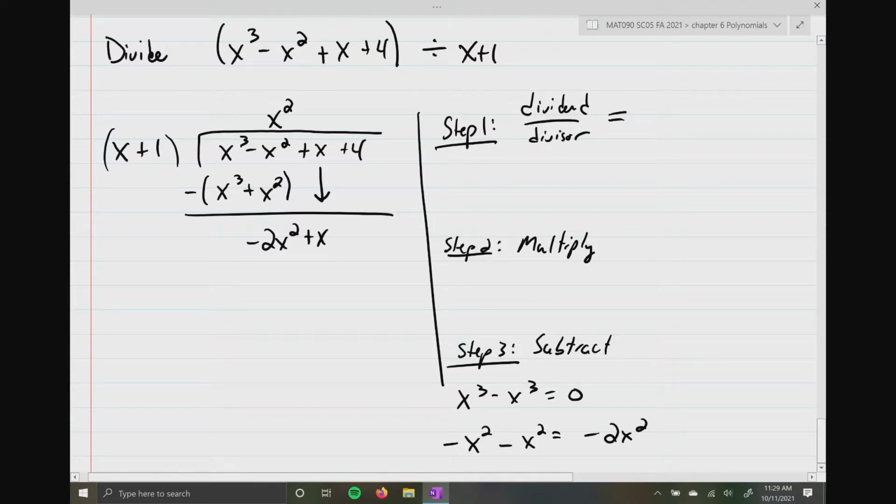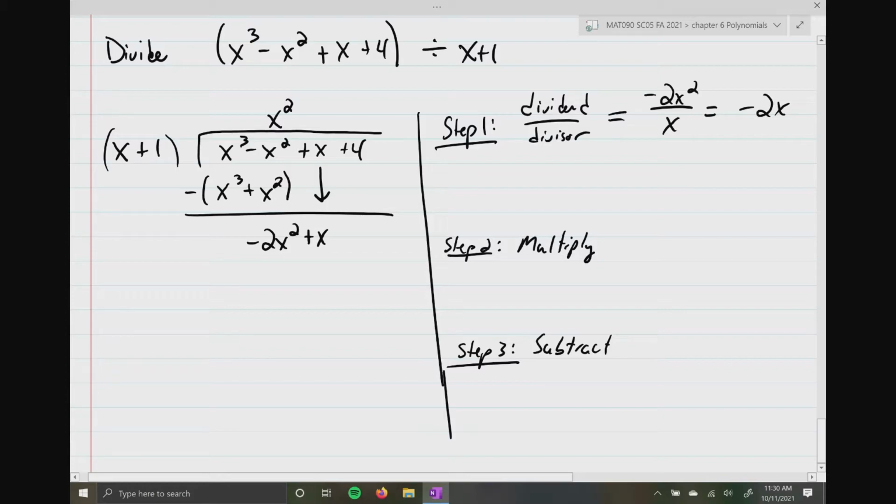Now I just erase. Everything starts over. Dividend is going to be negative 2x to the second divided by x. Well, that's going to give me negative 2x. So I take that and I put it in my quotient. I also take negative 2x and I'm going to multiply by the quantity x plus 1. And that's going to give me negative 2x to the second minus 2x. Make sure you put it in parentheses and write it directly underneath your problem.